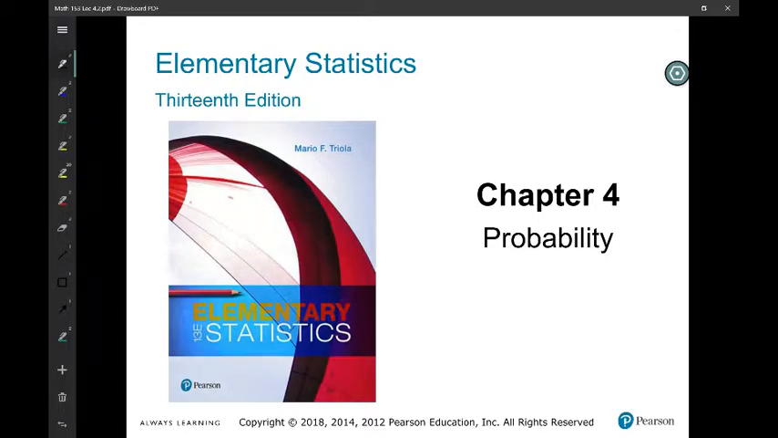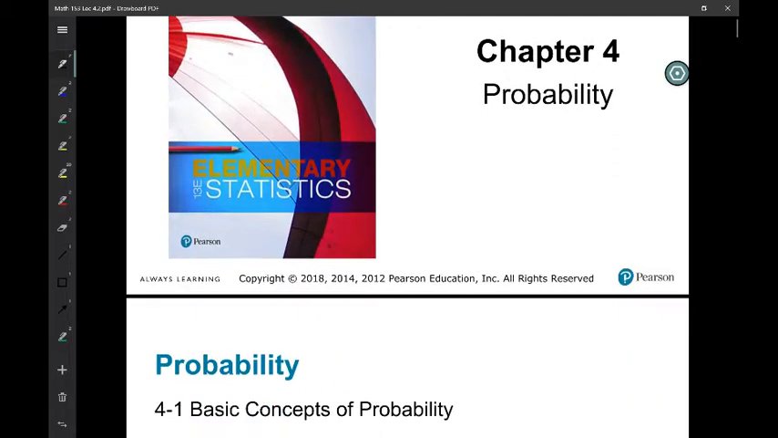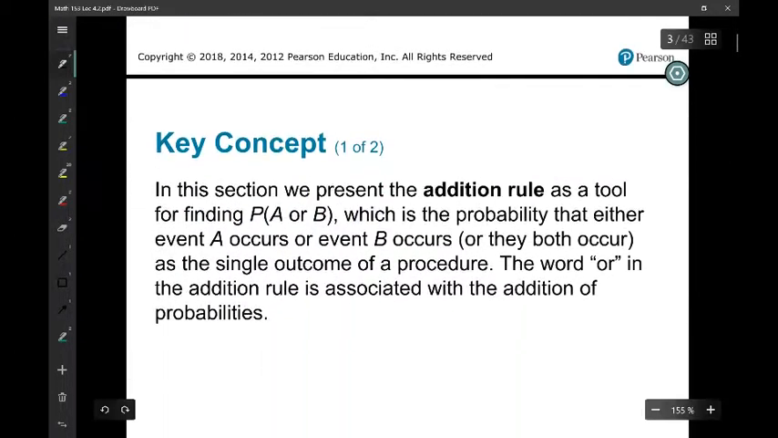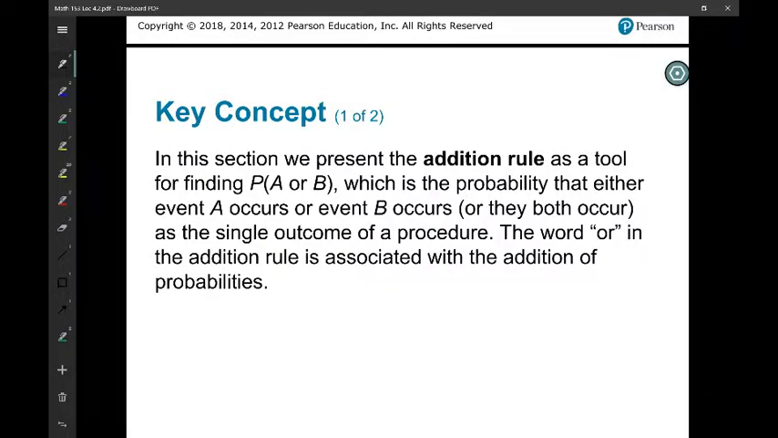This will be the second lecture in Chapter 4, where we will cover the addition rule and the multiplication rule. Here's a key concept. In this section, we present the addition rule as a tool for finding the probability of A or B, which is the probability that either event A occurs or event B occurs, or that they both occur.